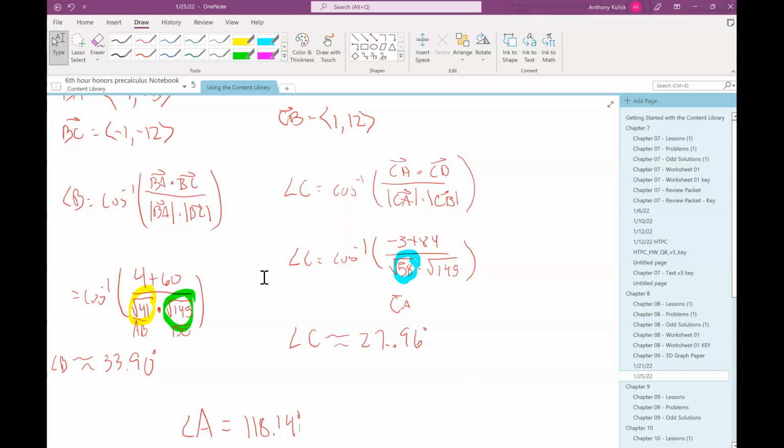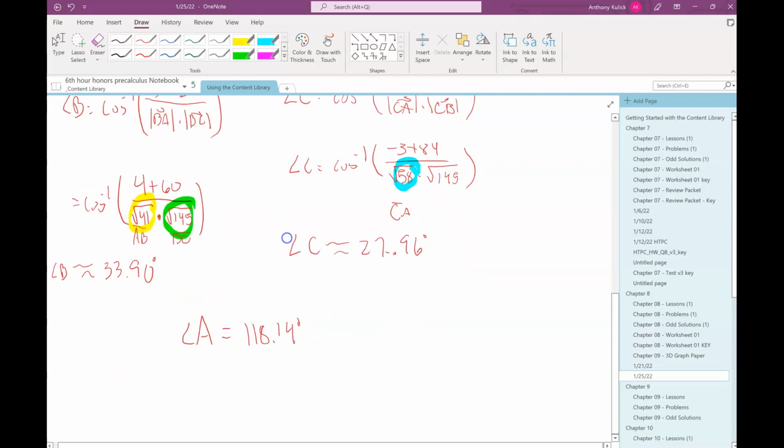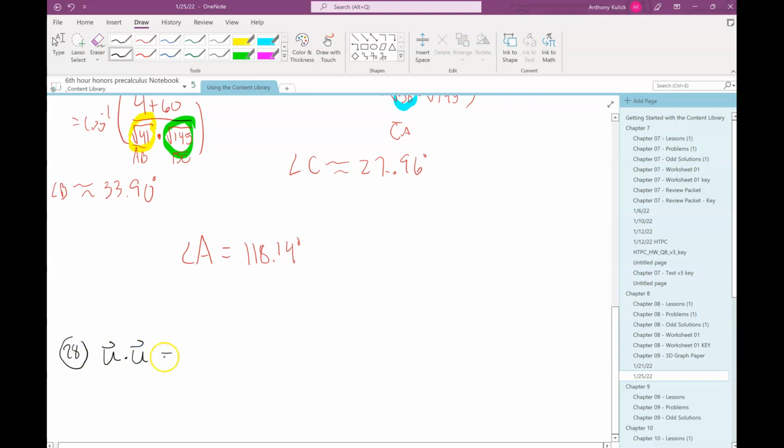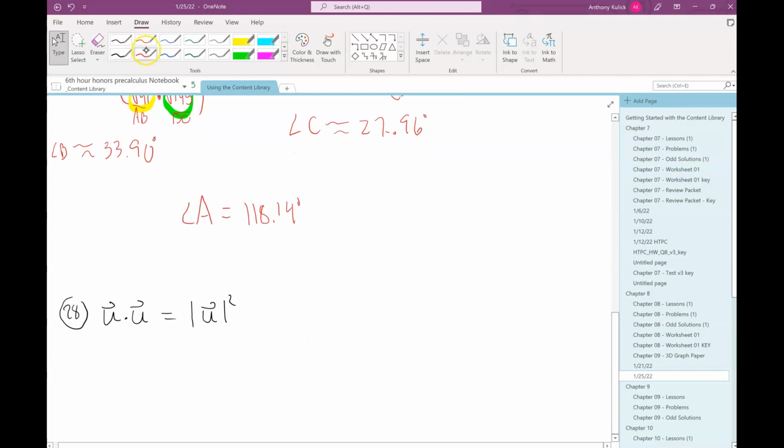Sophia? Can you do 28, please? Yeah, let's find that. So 28 wants us to prove that the dot product of u and itself is just the magnitude of u squared. So I'm just going to start by defining my vector u in component form.